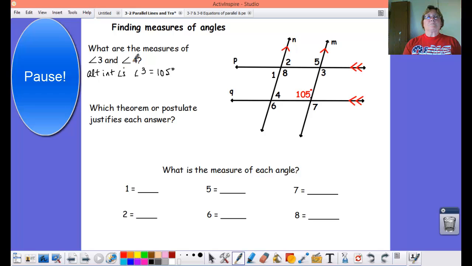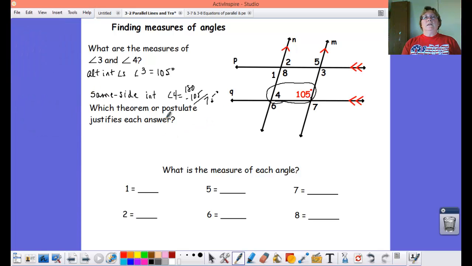Next we look at angle 4, and I'd like you to do a similar kind of thinking. I am going to ask you to pause the video and come up with a measure for angle 4 on your own. Alright, you can see my work here.